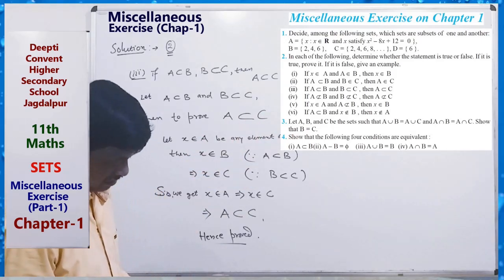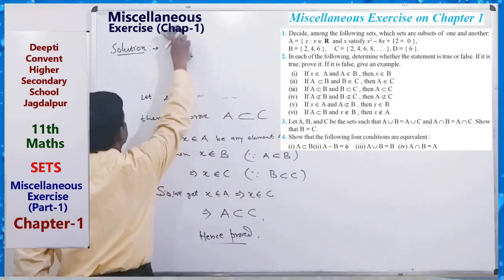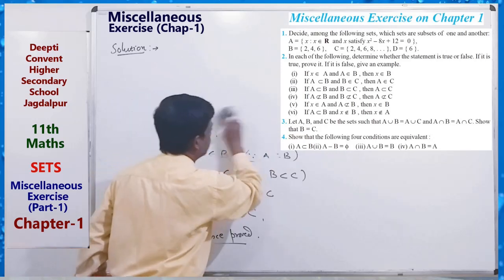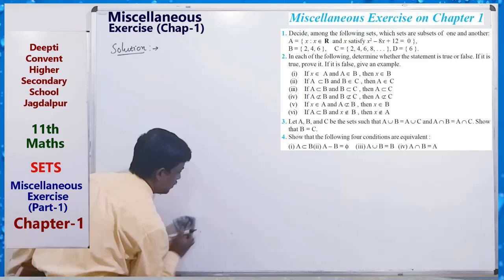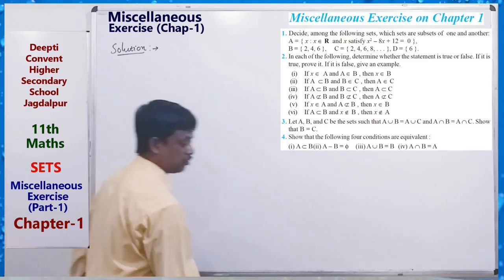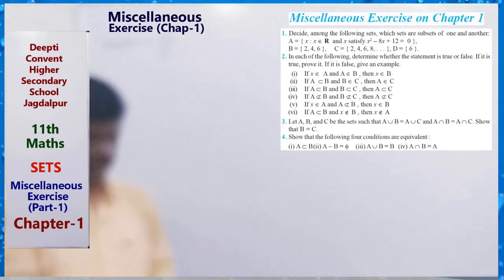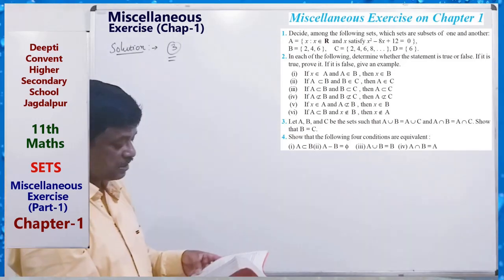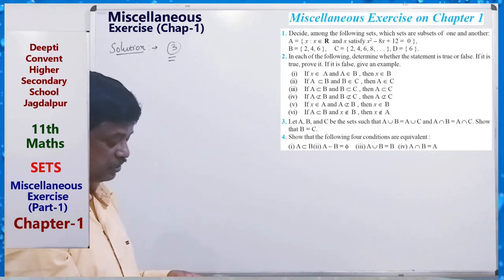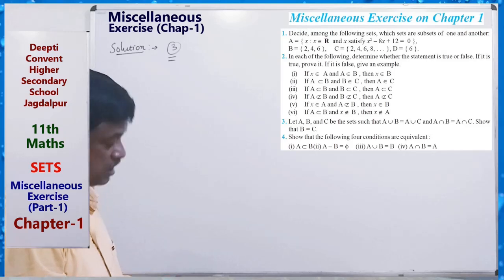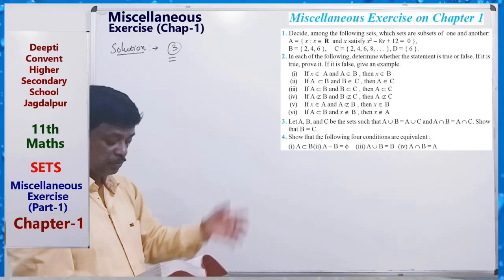Okay. Now take question third. What is question third? Let A, B, C be sets such that A union B equals A union C and A intersection B equals A intersection C, so that B equals C. Here two conditions are given, and we have to prove that B equals C.